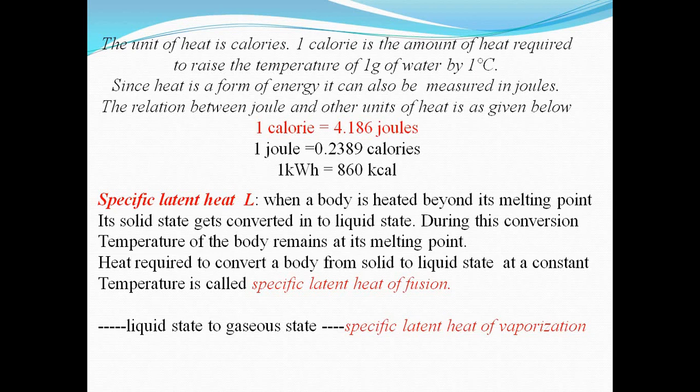Then specific latent heat. In this particular heat, the quantity of heat required to change the state of the substance, that is solid to liquid or liquid to gas, without change in its temperature, is called latent heat. That means if you are changing the state of the substance, then the heat is latent heat. For example, when a body is heated beyond its melting point, its solid state gets converted into liquid state. During this conversion, the temperature of the body remains at its melting point.